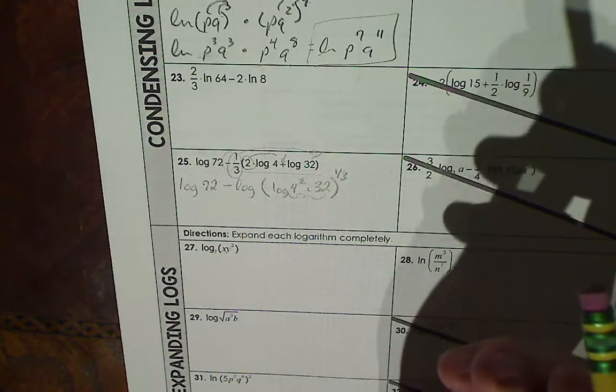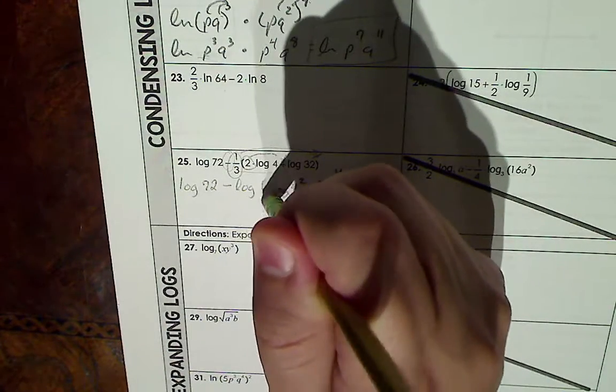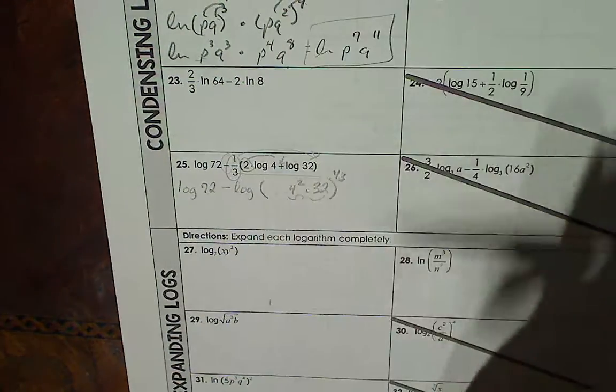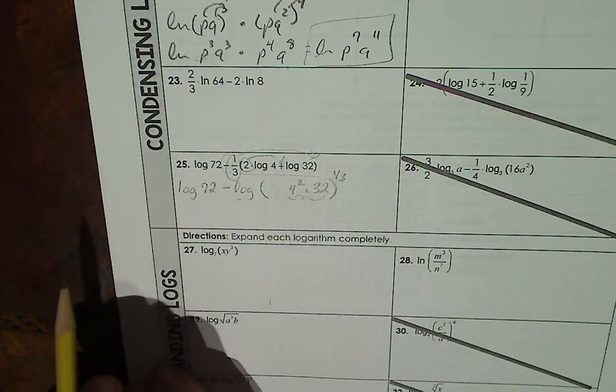Wait, what did I write 2 logs for? I don't know why I wrote 2 logs. Hold on. There's only supposed to be 1 log. That's my fault. This doesn't need to be here. Yeah, that's what I want. Okay.